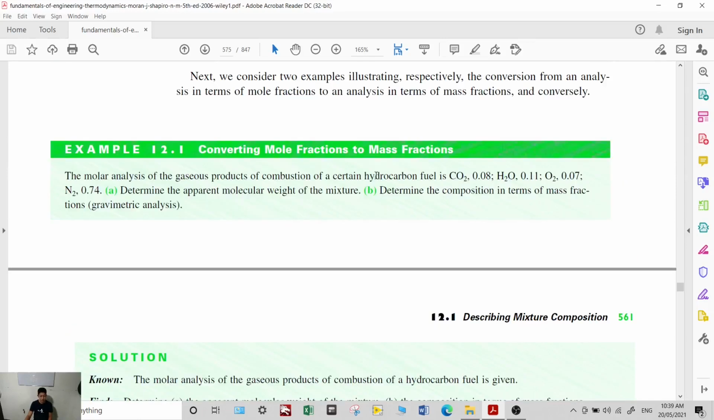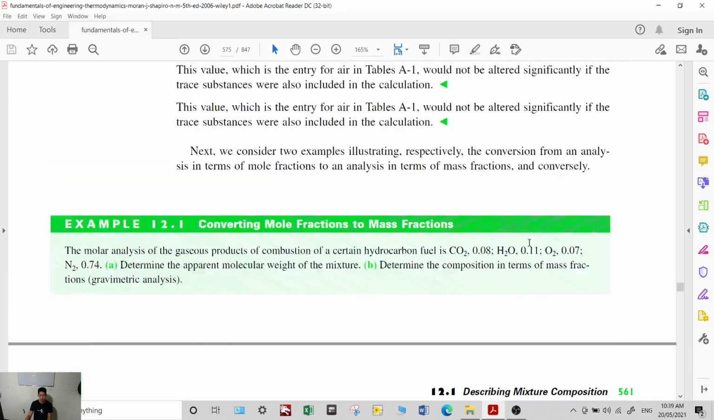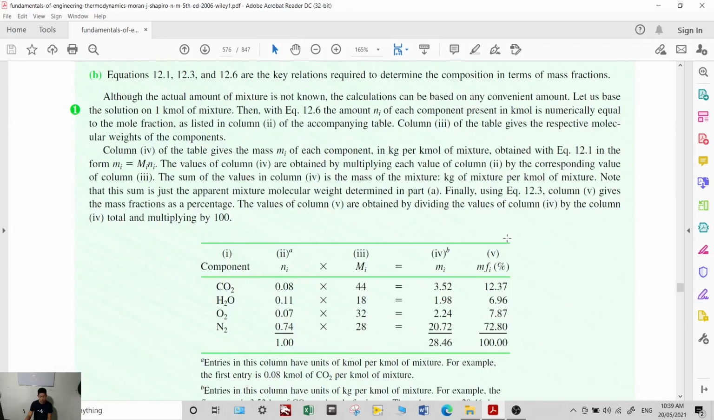Okay, then letter B, determine the composition in terms of mass fraction. So you need to convert mole fraction to mass fraction. So how do you do that? Okay, you can use this table.